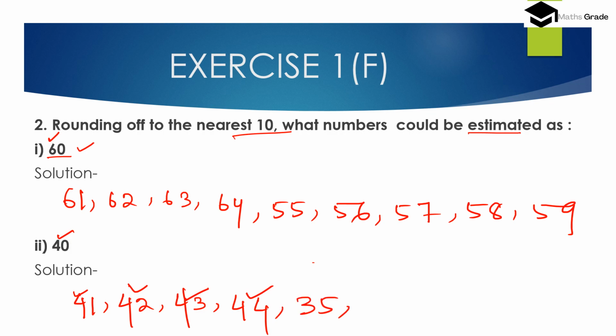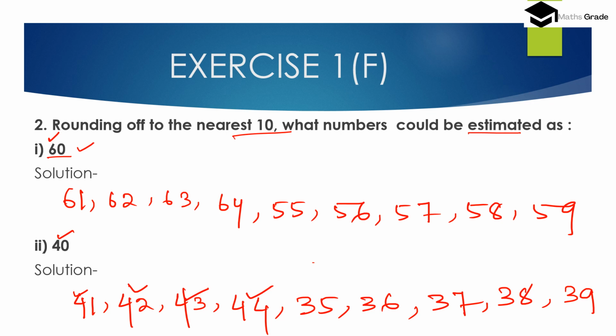35, and this 36. Here 6 is more than 5, so we have to add 1 to this 3. 3 plus 1 is 4, and 6 changes to 0, giving 40. And 37 rounded to the nearest 10 will be 40 because 7 is more than 5, and 38 because 8 is more than 5, and 39 because 9 is more than 5. So we add 1 to this 3, 3 plus 1 is 4, and this 9 changes to 0.